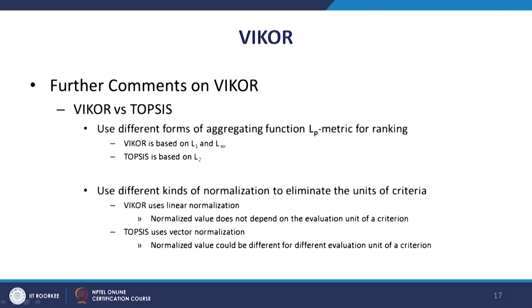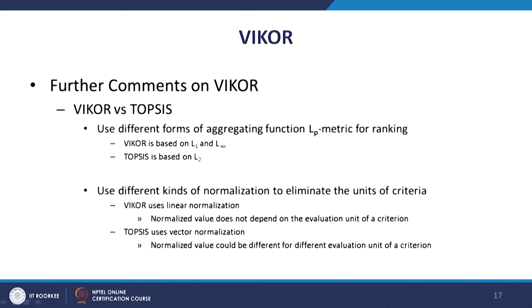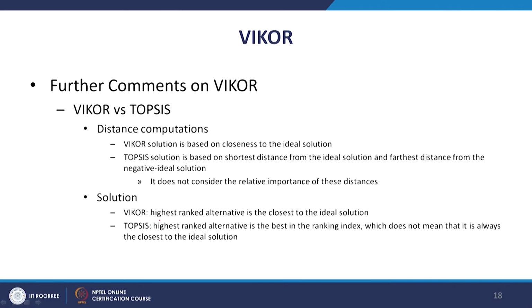Different kinds of normalization are done to eliminate the units of criteria. VIKOR uses a linear normalization. The advantage of linear normalization is that the normalized value we get does not depend on the evaluation unit of the criterion. However, TOPSIS uses vector normalization, so the normalized value could be different for different evaluation units of a criterion. This is how the normalization approach is different in these two techniques.